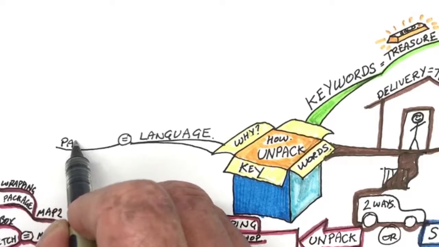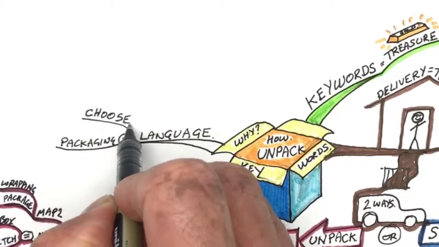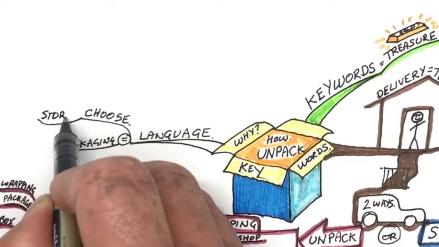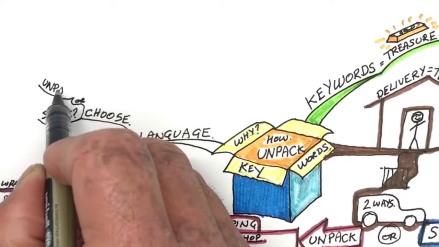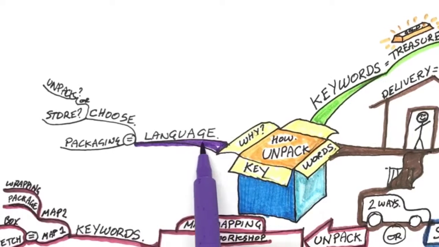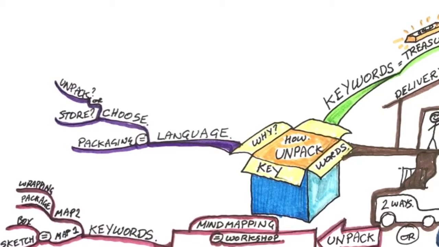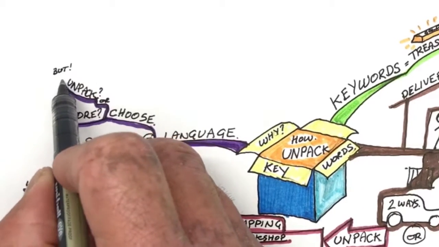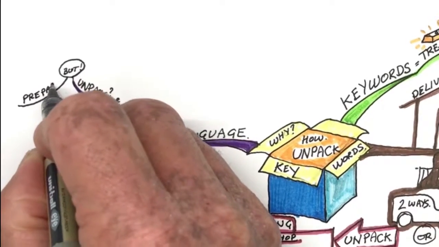Language is packaging. It's meant to deliver something, and when you hear something, you can choose to store all the language and record it, or you can unpack it to the key words. And that's what mind mapping is about. But you need to remember, if you're going to unpack something, it does take a little bit more effort, a little bit more planning and preparation.